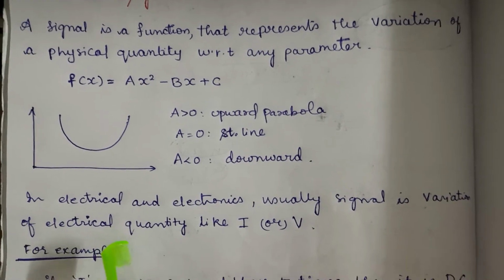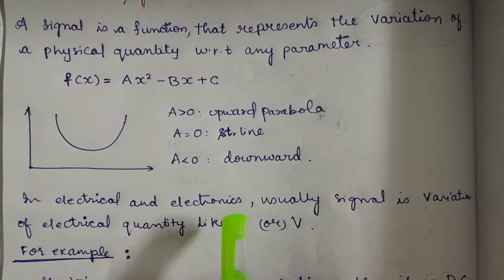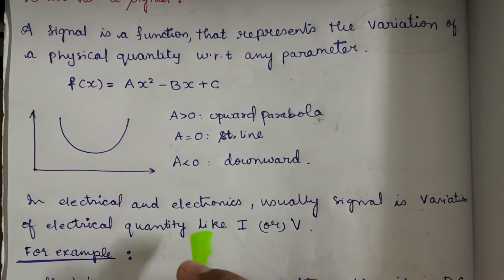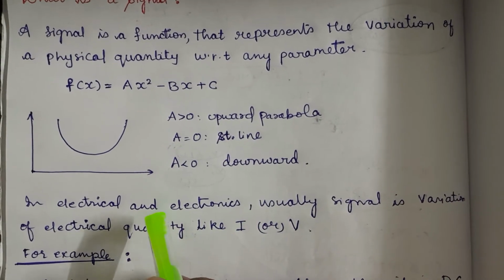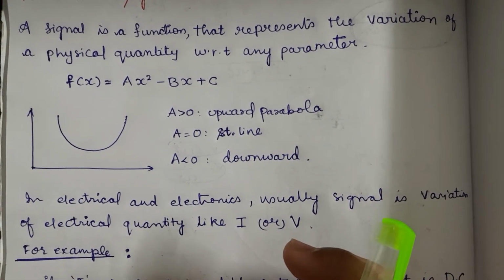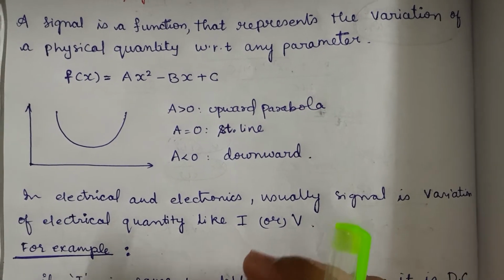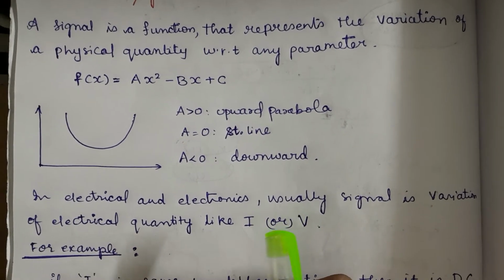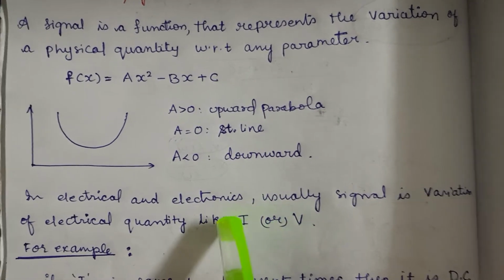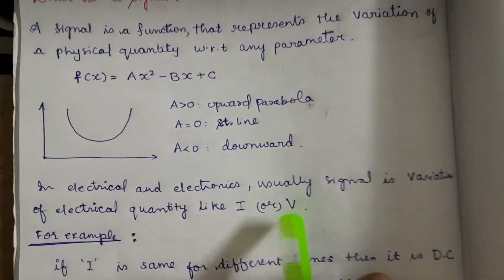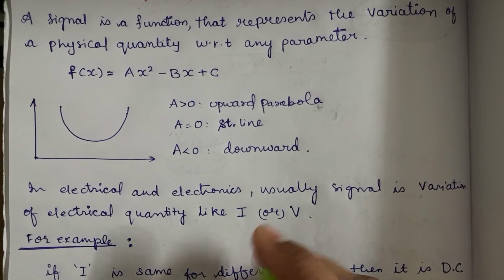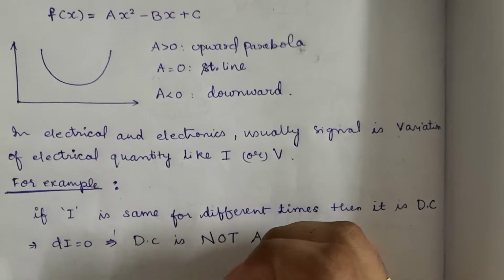Generally in electrical and electronics, a signal is usually a variation of an electrical quantity like I or V. So in electrical and electronics, the signal you are studying now is nothing but a variation of an electrical quantity. So what are electrical quantities? Like I, which means electrical current, and V, which means voltage. So variation of I or V is generally called a signal. Let us take an example.